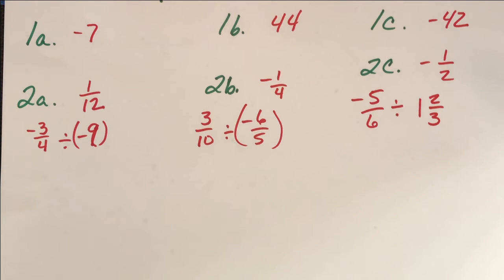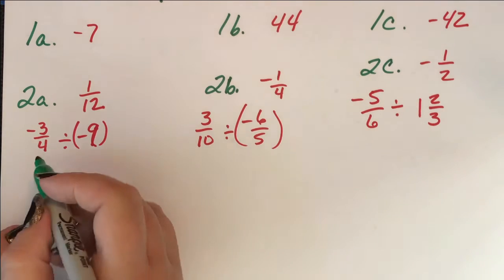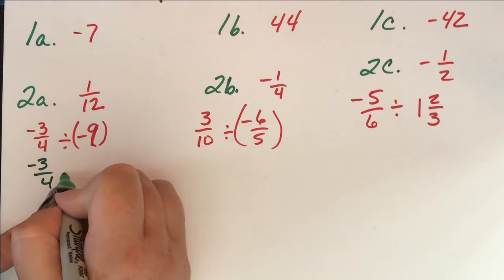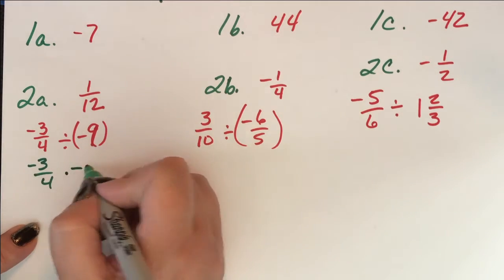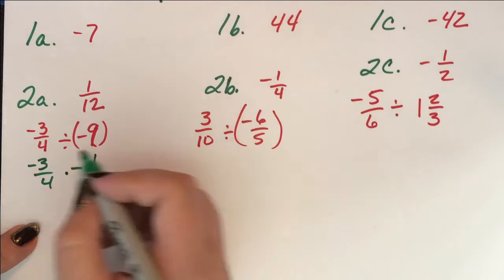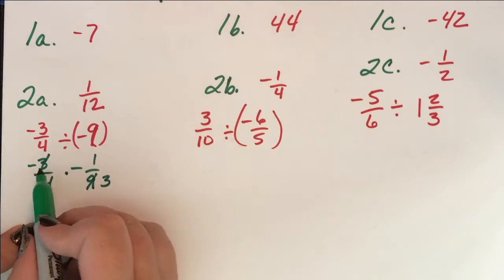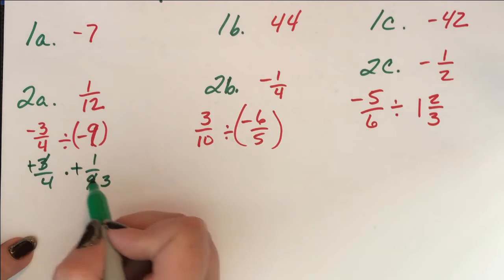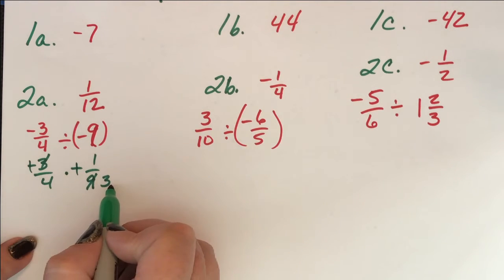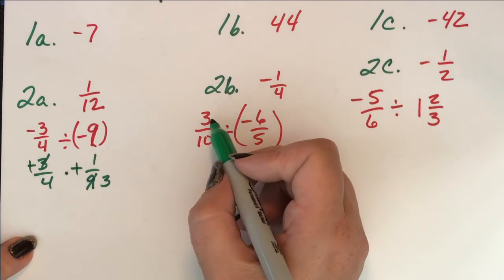Negative 3/4 divided by negative 9 is negative 3/4 times, and we're going to find the reciprocal of this, which is 1/9. And I can divide 3 out of this, and I end up with negative times a negative is a positive, and 4 times 3 is 12.